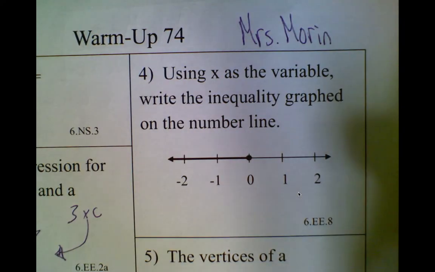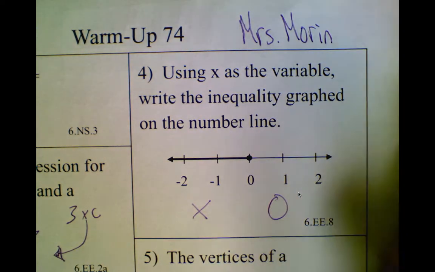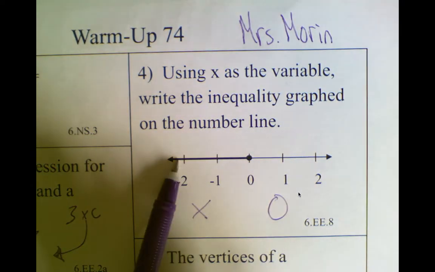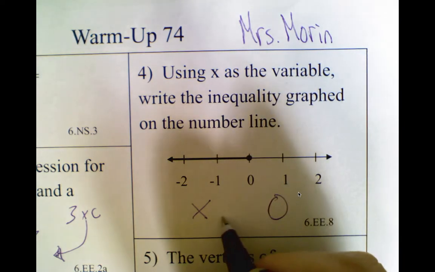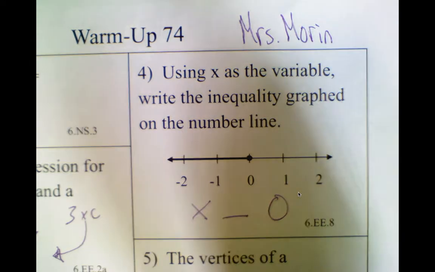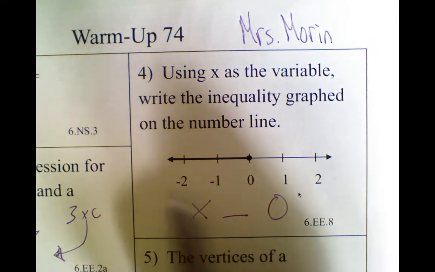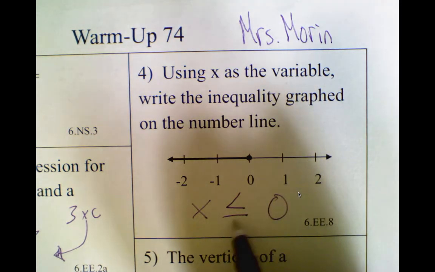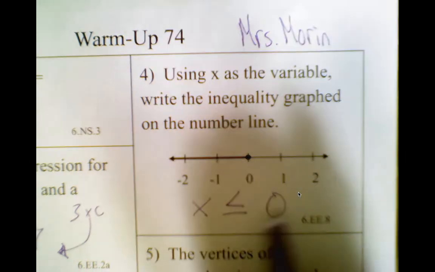So x is our variable, obviously, and our inequality, as you can see, is going off to the left. This dot is filled in, so that means x can be equal to 0. So x is technically going to be less than or equal to 0, because any number that is 0 or less than 0 is going to be x.